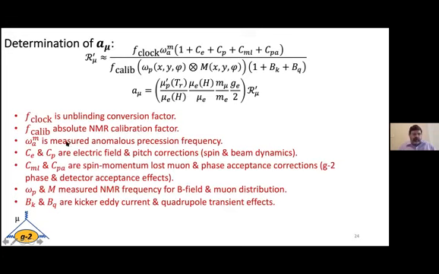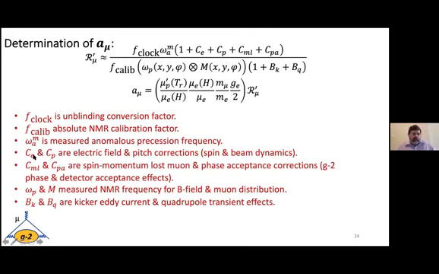We use decay positron spectra to measure the anomalous precession frequency, but then we actually have to apply corrections to get essentially the true anomalous precession frequency. And so, for instance, we have this electric field and pitch corrections that we have to apply. This is basically due to spin and beam dynamics.